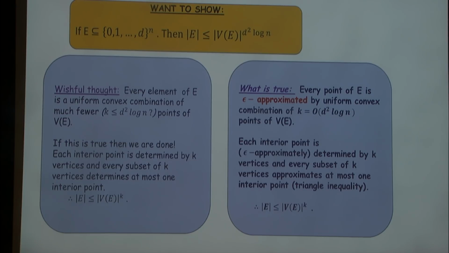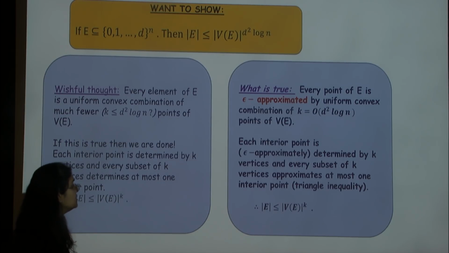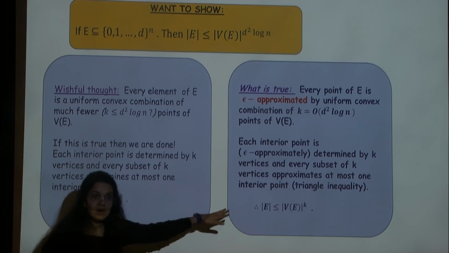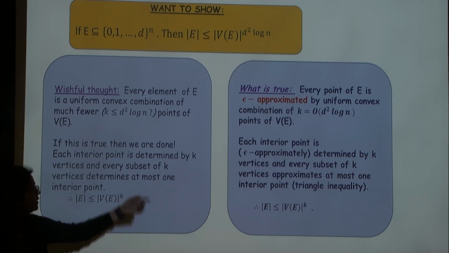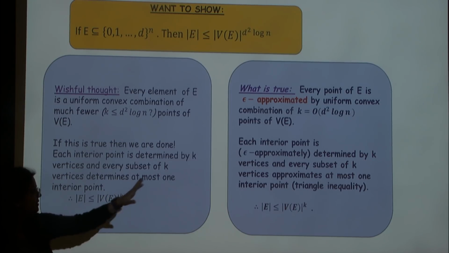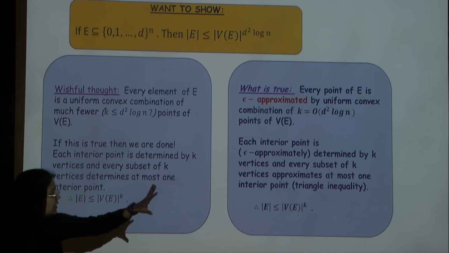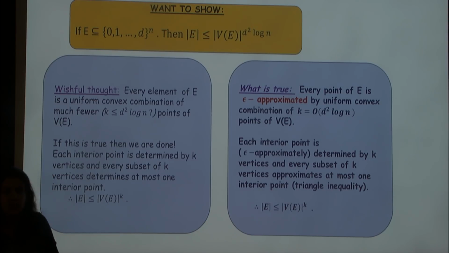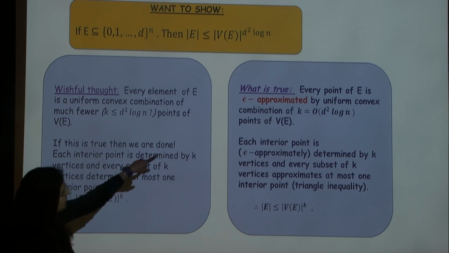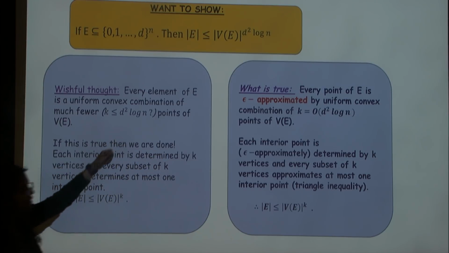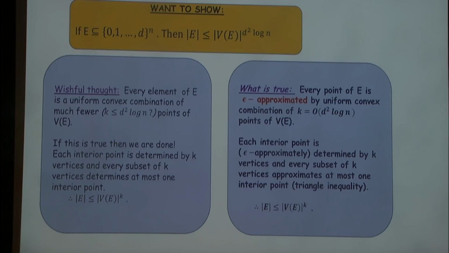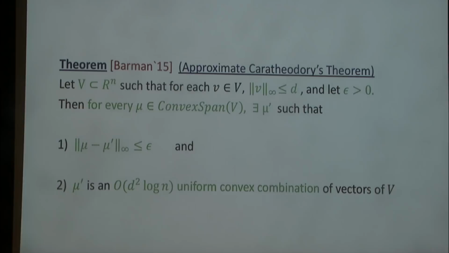So we show that each interior point is approximated by k vertices. And this will give the same bound once you do this approximation, because every interior point is approximated by k vertices. Every subset of k vertices can uniformly approximate at most one point because of the triangle inequality. So all we need to show is this fact, that every point of E is approximated by a convex combination of not too many points. And if we can show this, we are done.